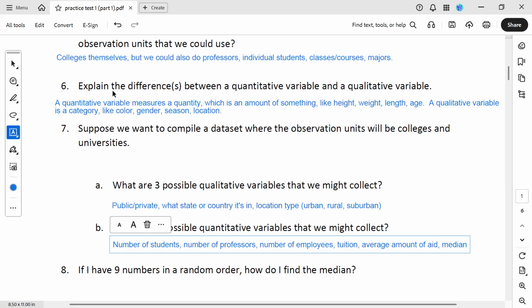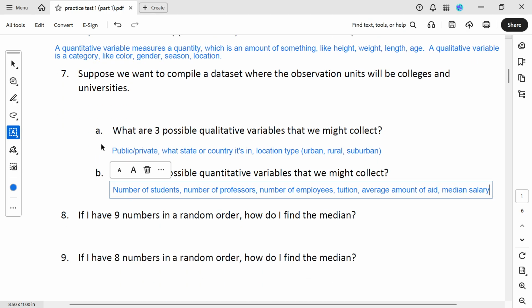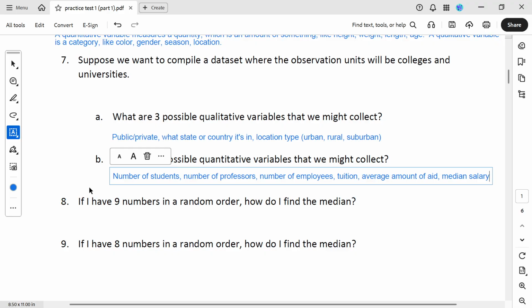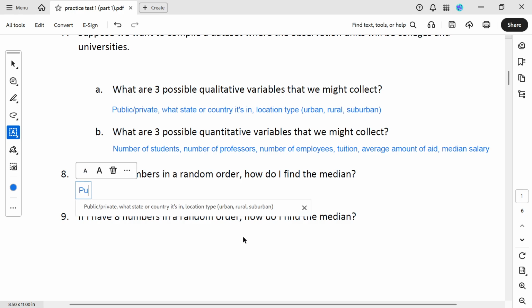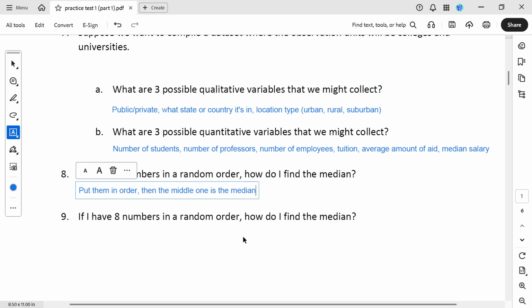Median salary of graduates, things like that. Okay, if I have 9 numbers in a random order, how do I find the median? So if they're in a random order, the first thing you have to do is put them in order. Then the middle one is the median. That's it. If you have an odd number, the middle one is the median. Just have to find it.